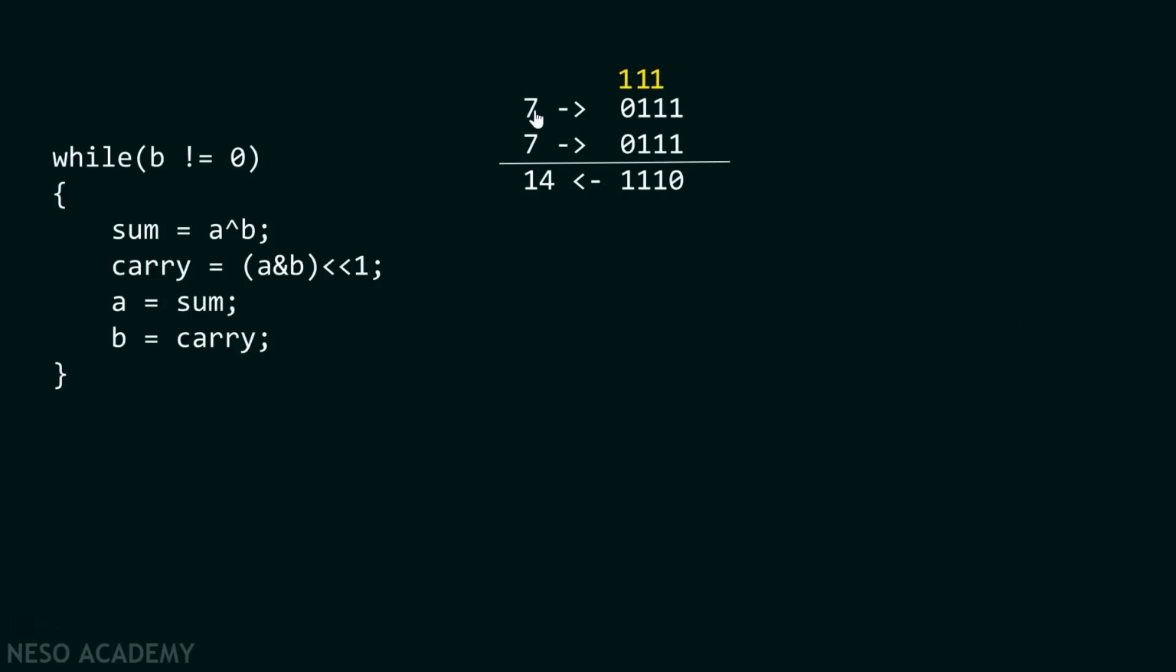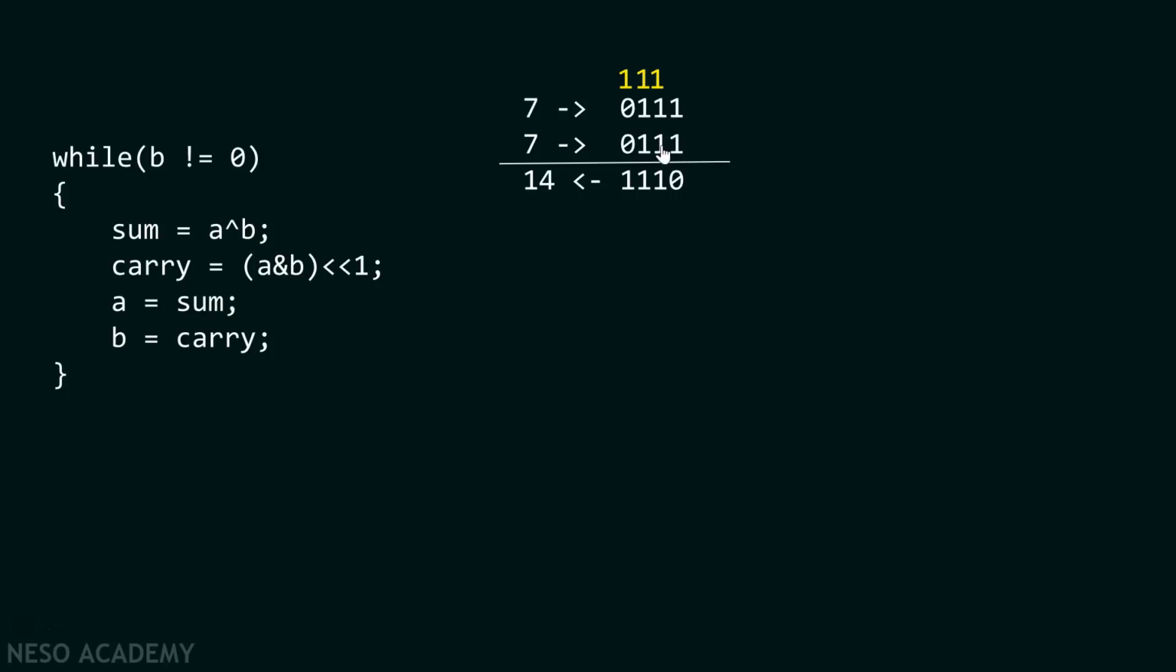Now let's say we have two numbers 7 and 7. We know the sum must be 14. 7 is represented as 0, 1, 1, 1. Now let's add these two numbers. 1 plus 1 is 0 and carry must be 1. 1 plus 1 plus 1 is 3, right?